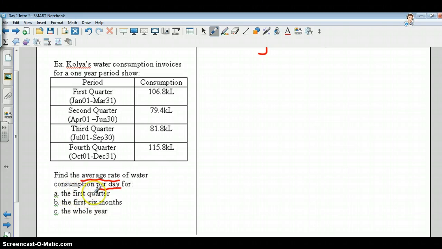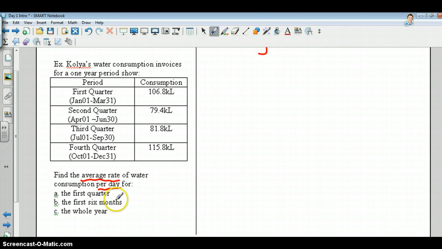But if you think about the first quarter, this is how much water was being consumed in the first quarter, and I want to know how much was being consumed on an average per day. Well, how many days were in the first quarter, right? I'd have to figure out how many days that was. And if I have my total, and I have the amount of days I want to find per day, well, then I would divide, right? My consumption divided by how many days were in the first quarter.